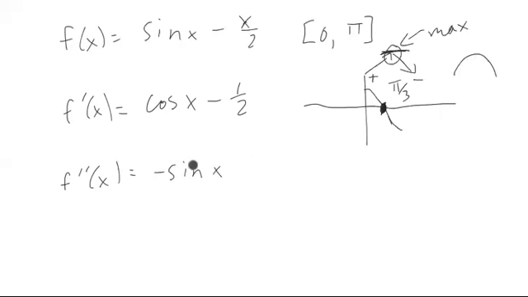In fact, if we look at the second derivative, notice this is negative sine x on the interval from 0 to pi. Looks like this, which is always negative, meaning it's always going to be concave down, meaning on the whole interval, we're concave down the whole time.